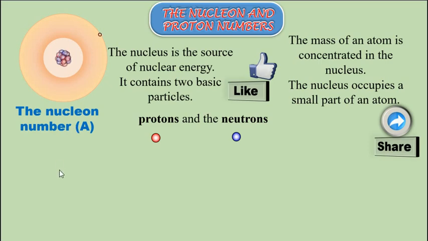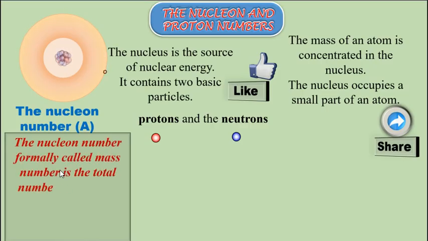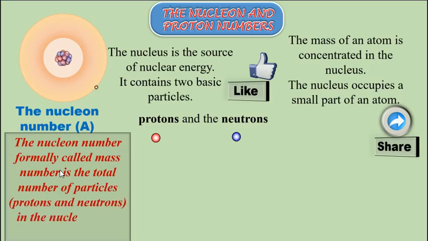So now what then is the nucleon number? The nucleon number, formerly called the mass number, is the total number of particles, protons and neutrons, in the nucleus of an atom. The total number of particles, the protons and neutrons you can find in the nucleus of an atom, is called the nucleon number.